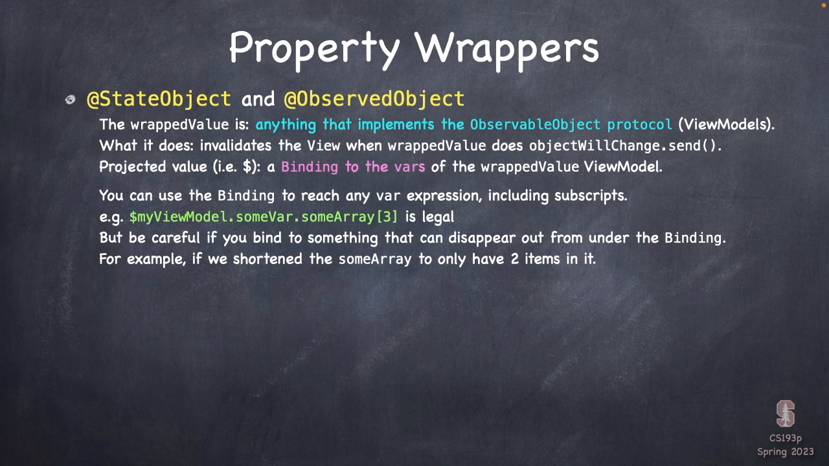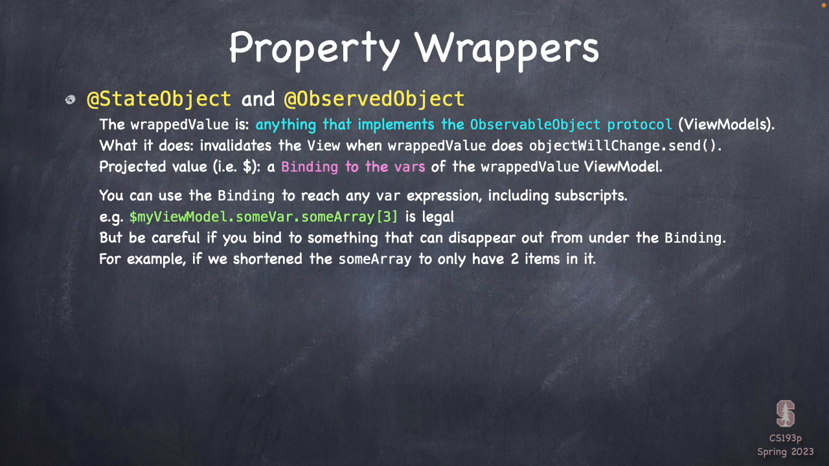Super important. It's a binding to all the vars in the view model. So you can use the dollar sign of a @StateObject or an @ObservedObject to get to any of the vars, not just the published ones, any of the vars that are public inside your view model. And you can even go multiple levels down, and you can even do arrays. So you can access something in an array and create a binding to it. And the fact that it's a binding to this means that if you change it, it's changing it in your view model. The source of truth remains in your view model, or maybe in your model, because the var that you're accessing might be one of your model vars in your view model.